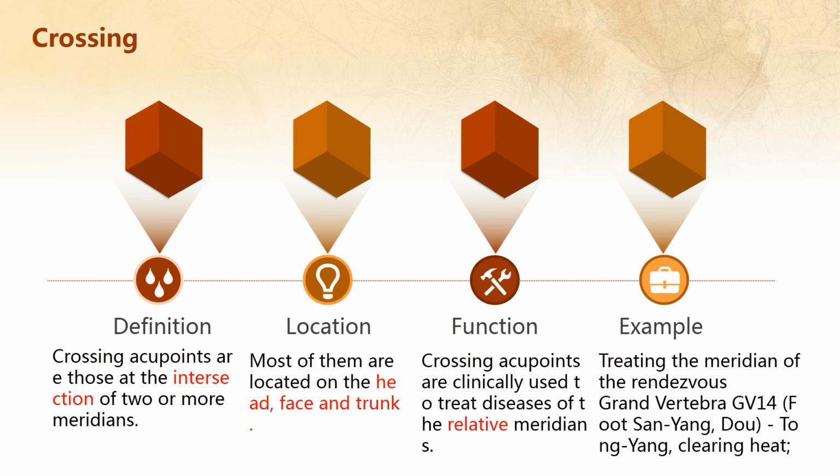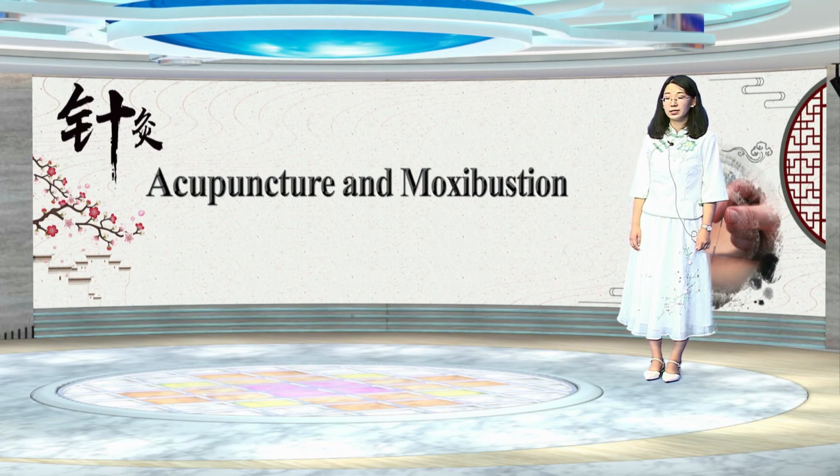Crossing acupoints are those at the intersection of 2 or more meridians. Most of them are located on the head, face, and trunk. Crossing acupoints are clinically used to treat diseases of the related meridians. That's all for today's class.